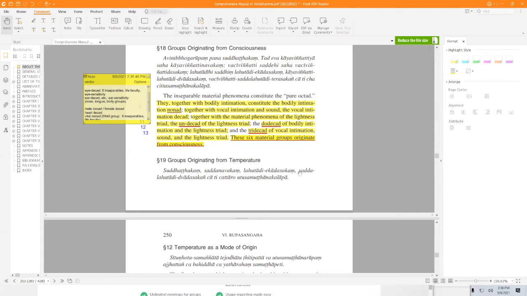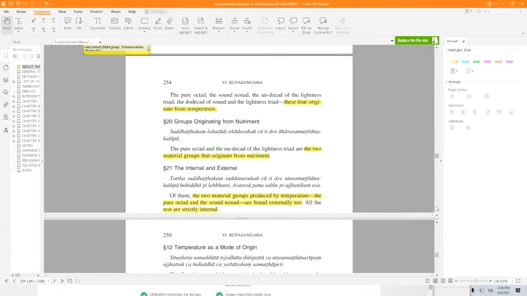Then we have the groups originating from temperature. So the pure octad, maybe this is getting into too much nitty details. Anyway, we have some groups originate from temperature, other groups originate from nutriment.